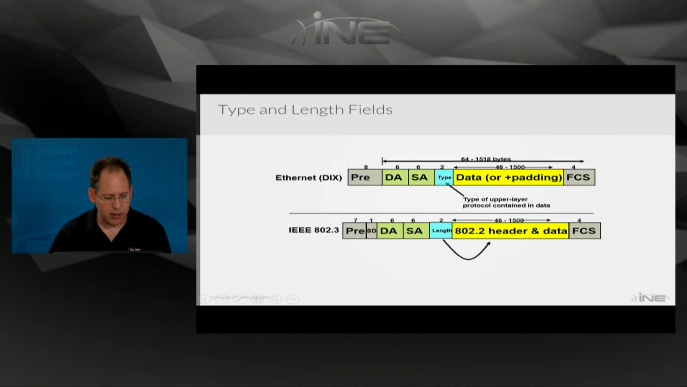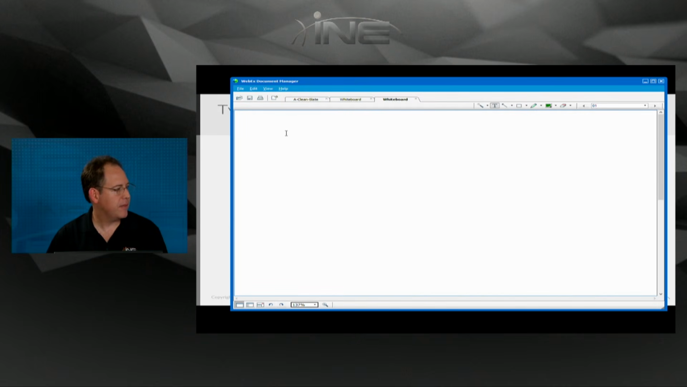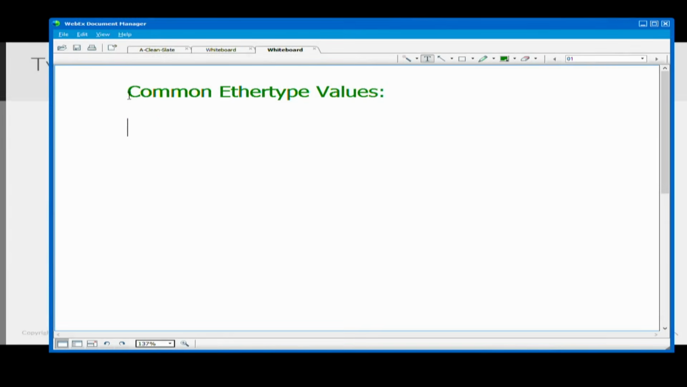Actually, I want to go ahead and type this out. Here are some common EtherTypes. These are probably the three most common ones that you'll ever see.